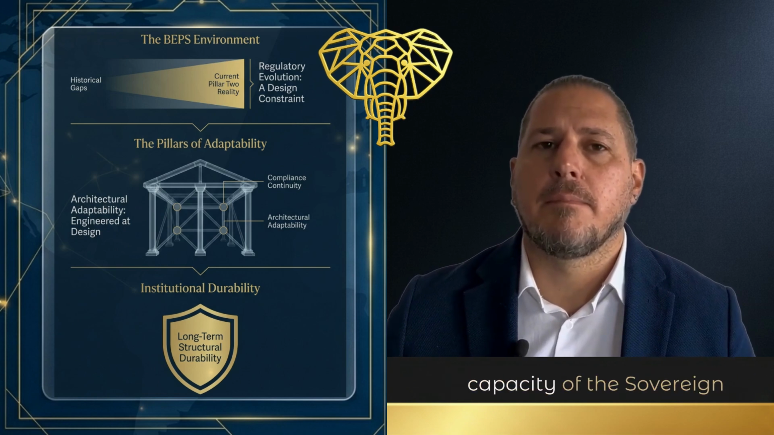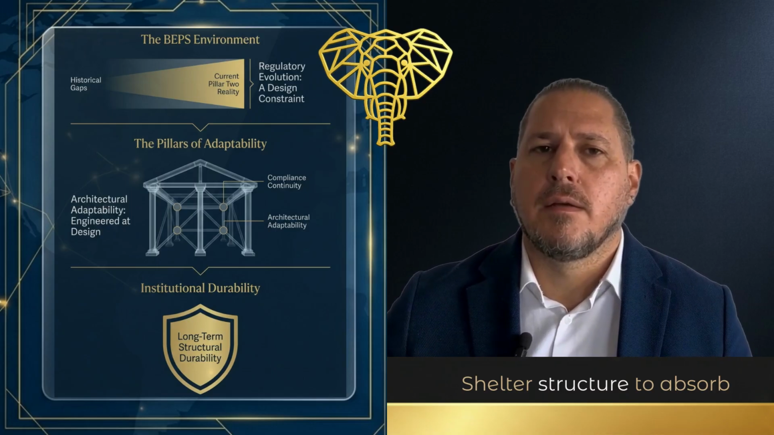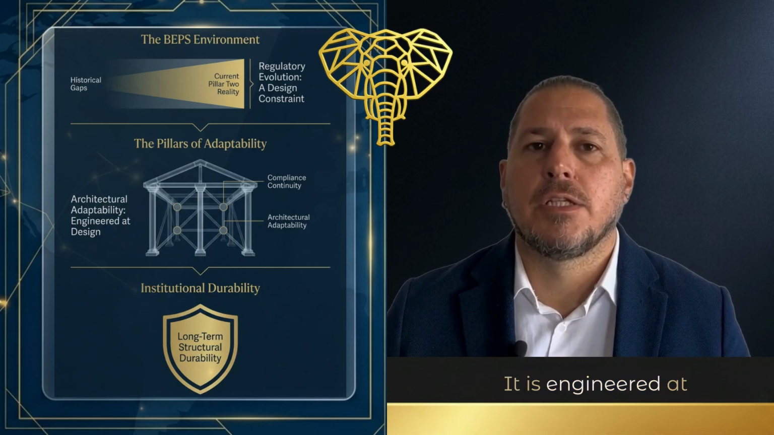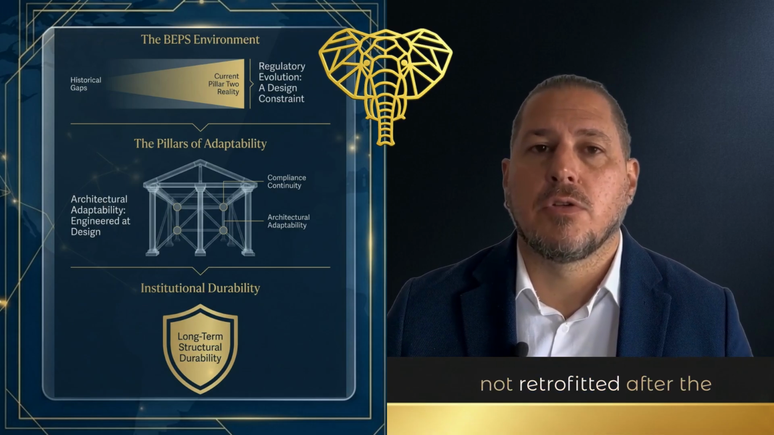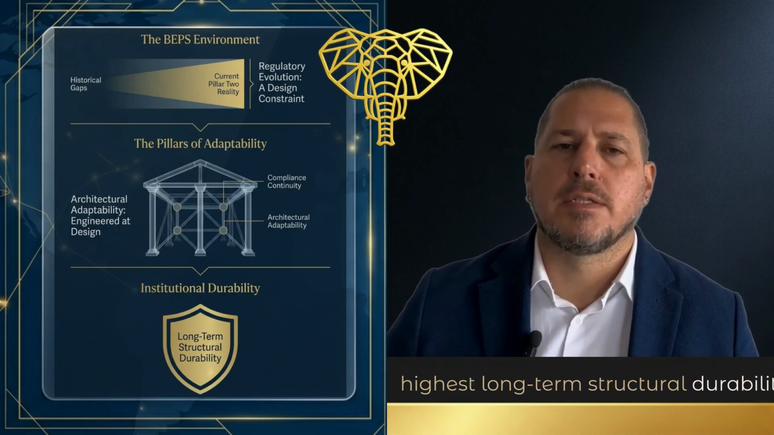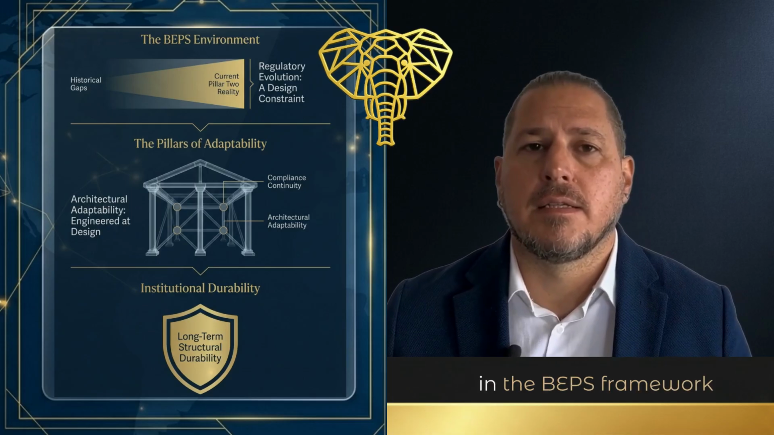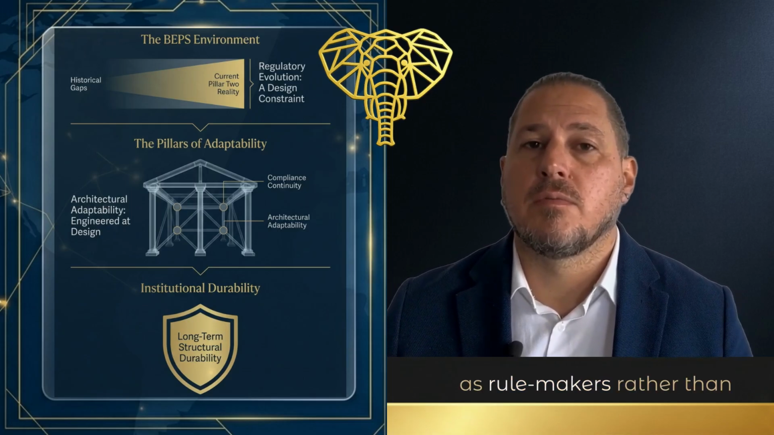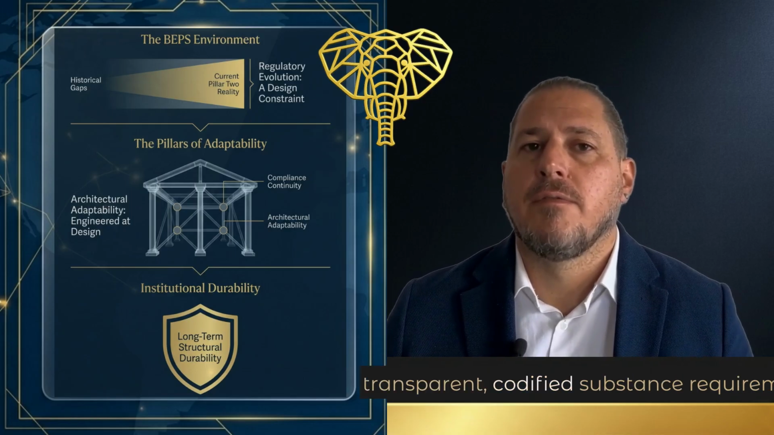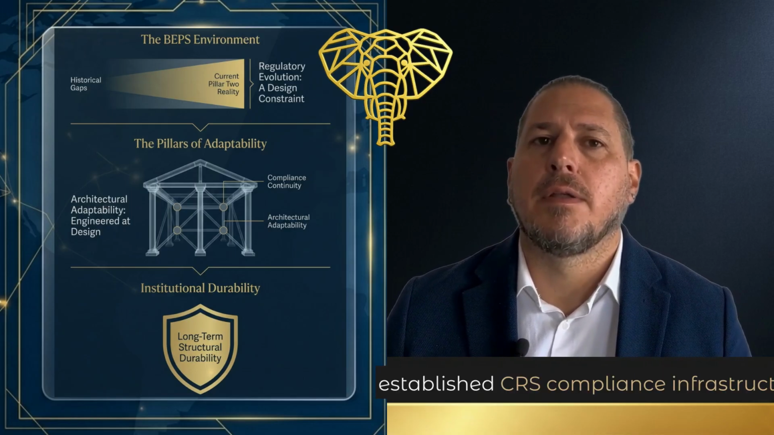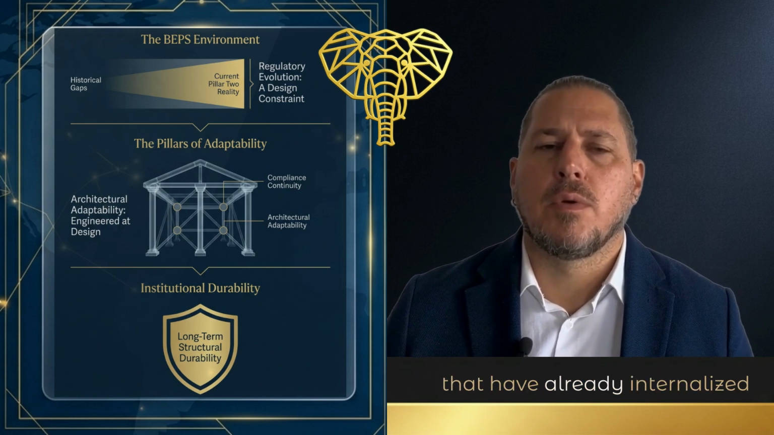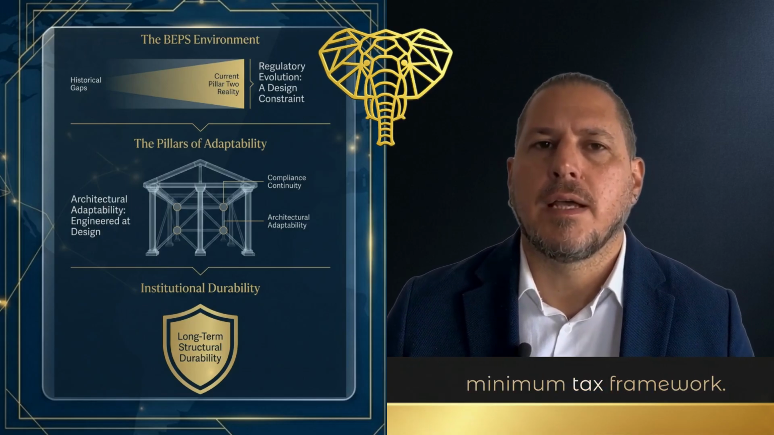Architectural adaptability is the capacity of the sovereign shelter structure to absorb future regulatory changes without requiring full reconstruction. It is engineered at the design stage, not retrofitted after the fact. The jurisdictions with the highest long-term structural durability are those that participated in the BEPS framework as rule makers rather than rule takers. They are jurisdictions with transparent, codified substance requirements, established CRS compliance infrastructure, and domestic tax codes that have already internalized the Pillar 2 global minimum tax framework.